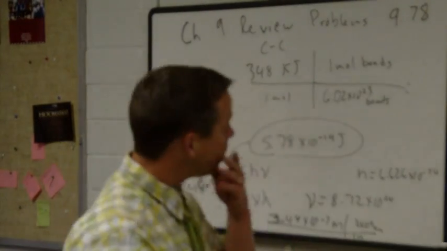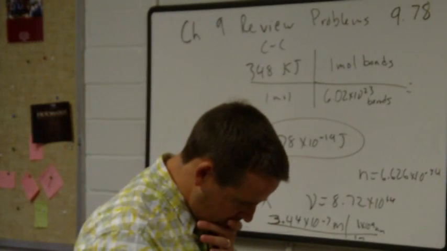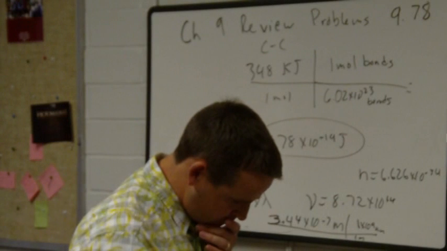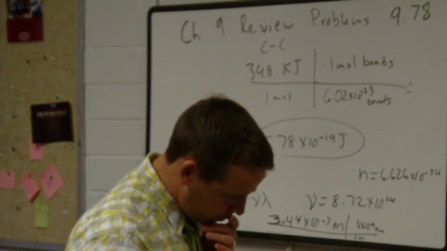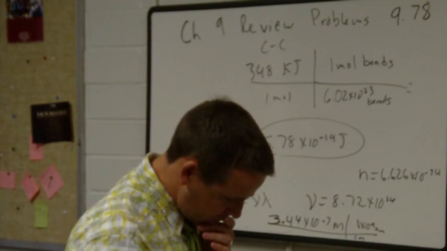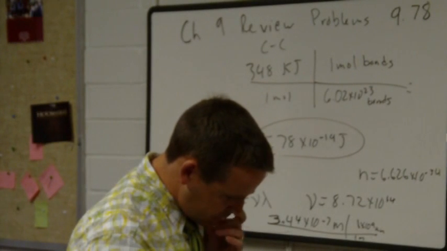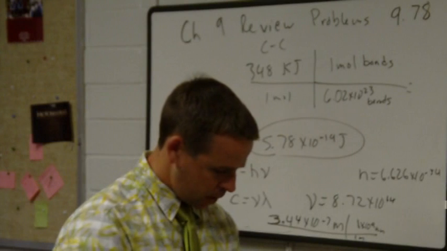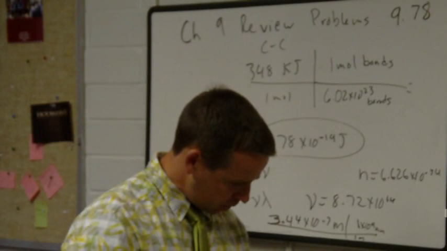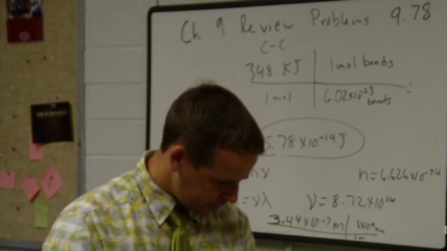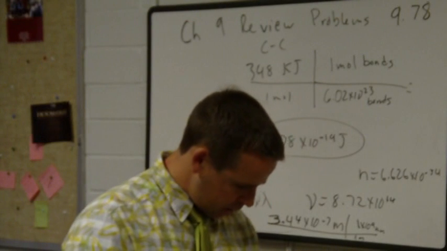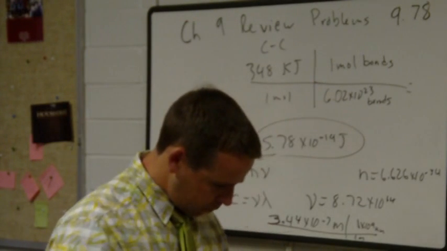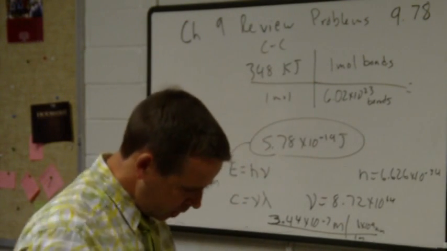So, question 978, what wavelength? 344 nanometers. In which region of the electromagnetic spectrum is this wavelength located? That's the ultraviolet region, right? 978, let's see if we got that right. 344, ultraviolet region. Okay.